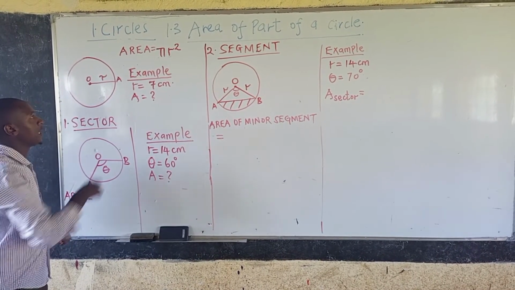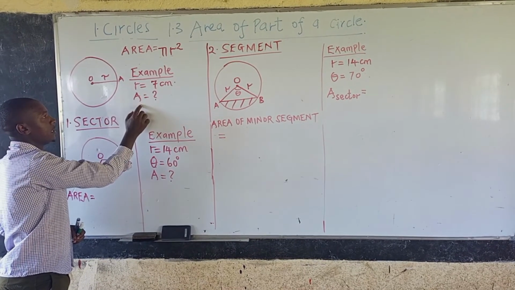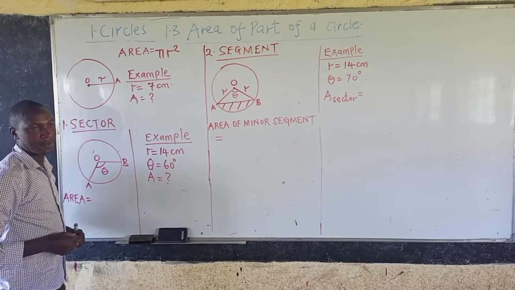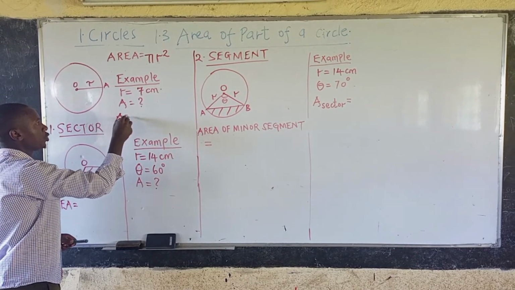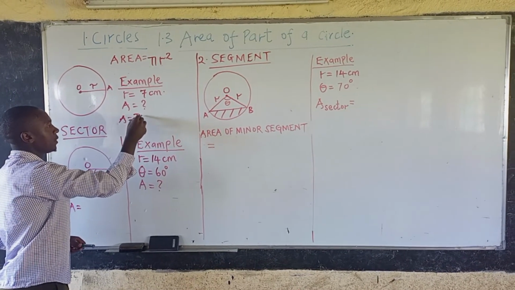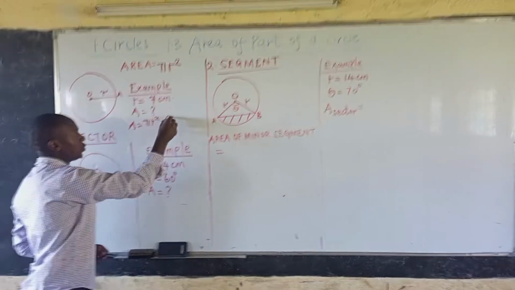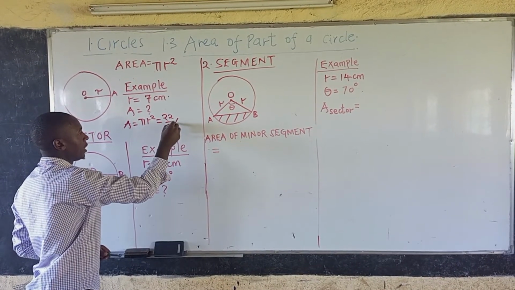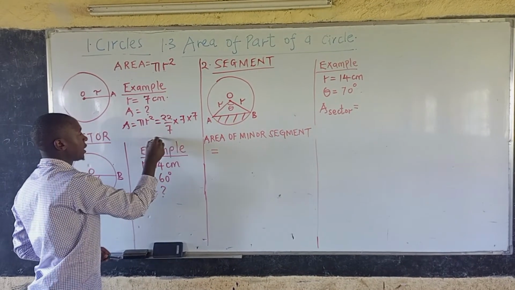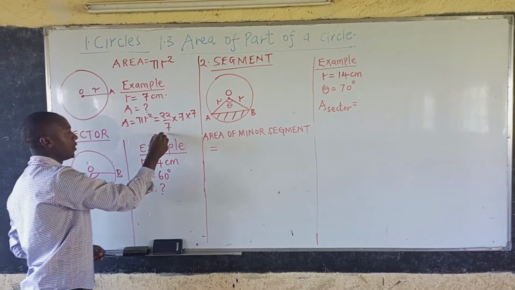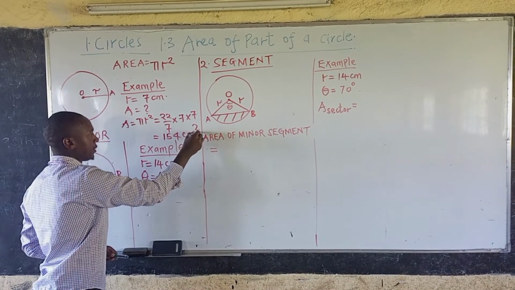As an example, let us consider a circle with radius 7, and we are supposed to calculate the area. The area of the circle is equal to pi r squared, which will be equal to 22 over 7 multiplied by 7 multiplied by 7. If you work this out, you're going to have 154 centimeters squared.